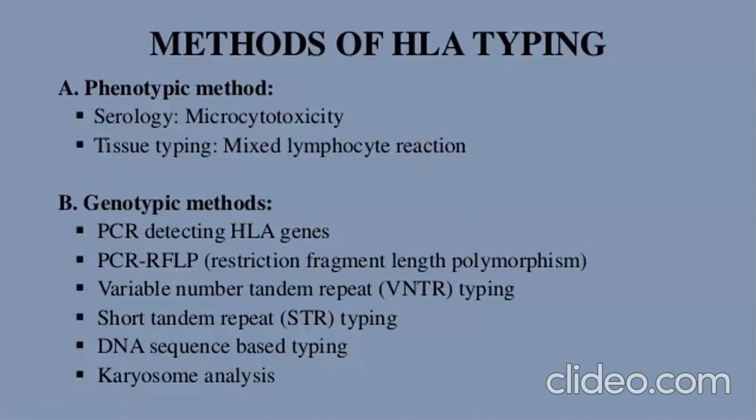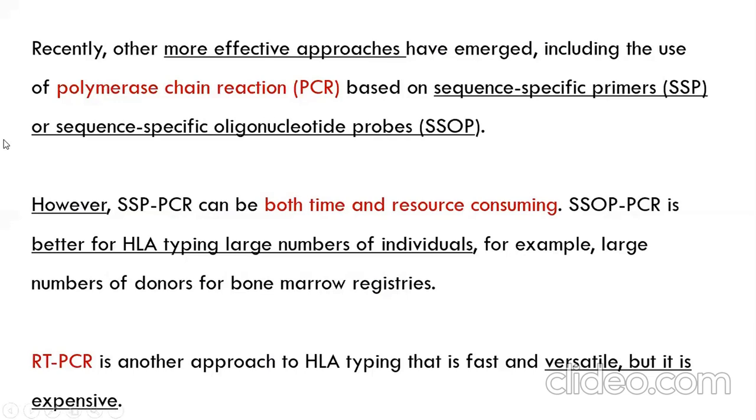So we use polymerase chain reaction to identify sequence-specific primers. Through sequence-specific primers, you develop probes. Using those probes, you can go with the polymerase chain reaction. You can identify specific alleles or polymorphisms of HLAs. But again, it is resource-intensive in terms of money and time consuming.